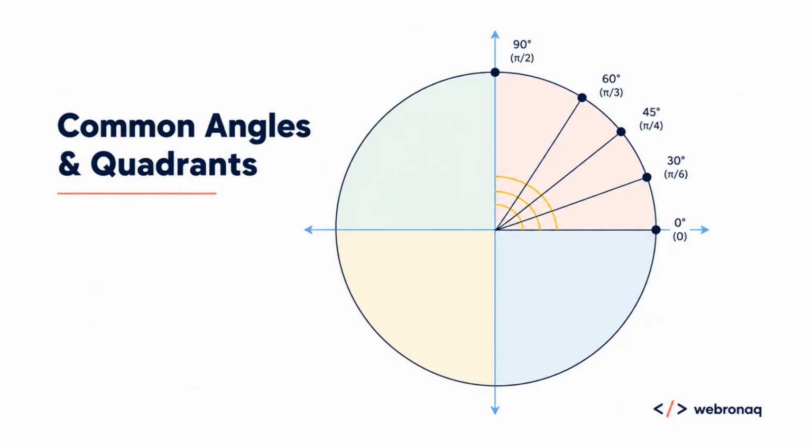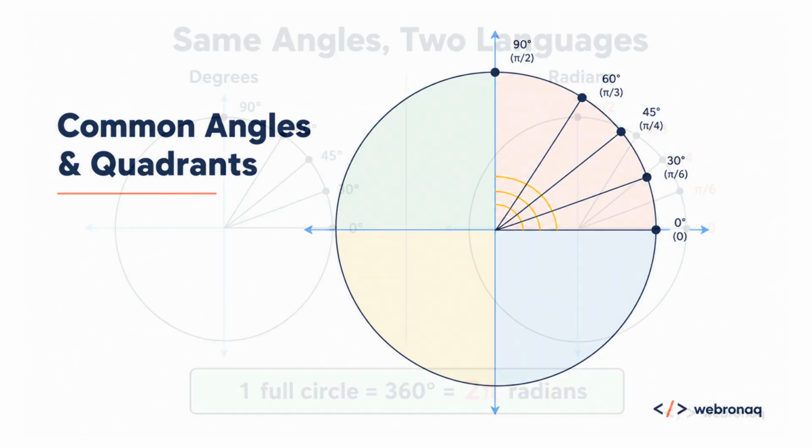We're going to nail down the exact values for the most common angles you'll see again and again: 0, pi over 6, pi over 4, pi over 3, and pi over 2. And then we'll see how sin and cos behave across all four quadrants, where they're positive, where they're negative, and why. Once you know this, you can solve most trig problems in your head. No calculator, no memorizing endless tables. Just the circle. Let me break it down.